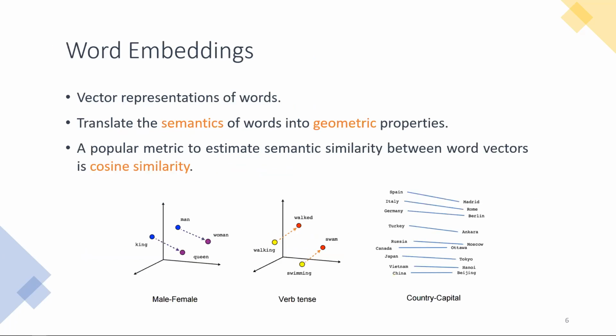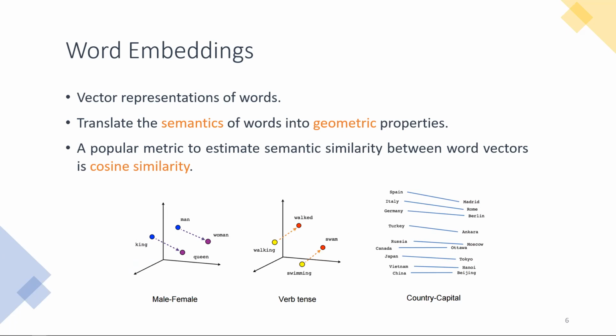So more specifically, word embeddings are vector representations of words, which means that you have a multi-dimensional vectorial space. Inside the space, with all these dimensions, you can identify coordinates and points, which are actually like vectors in this space. And each word of a certain language is identified uniquely by a certain point in this space. And this means that these models translate the semantics, so all the meanings of the words, into geometric properties. And so the metrics that are usually used to estimate similarity between word vectors are also geometric.